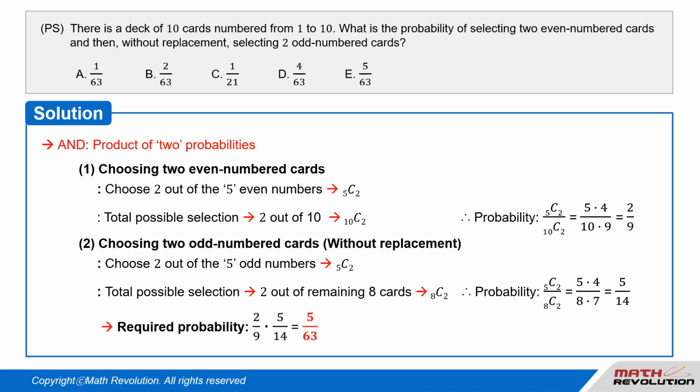Thus, the probability is 2 over 9 times 5 over 14, which is 5 over 63. E is the correct answer. Answer: E.